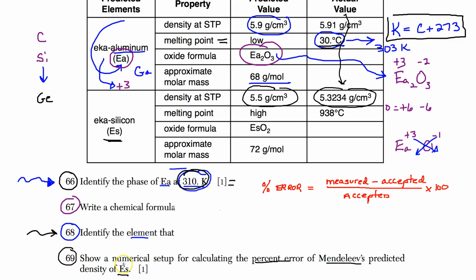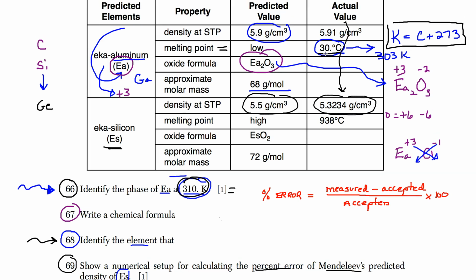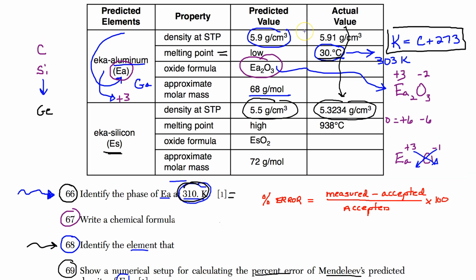So in 69, we're continuing on. They wanted a numerical setup for calculating percent error. And so we have our formula here from table T. And remember, it's for ES. Read carefully. All right. And so the predicted value, of course, is the value that Mendeleev came up with. That's his experimental or measured value. And of course, the actual value is what? What we are accepting as the known.